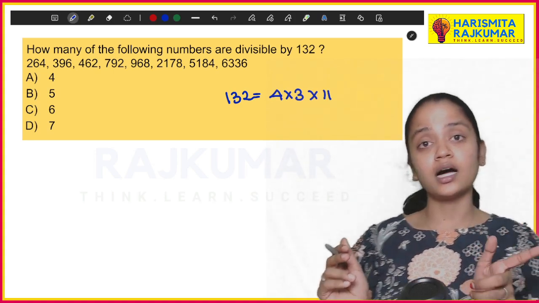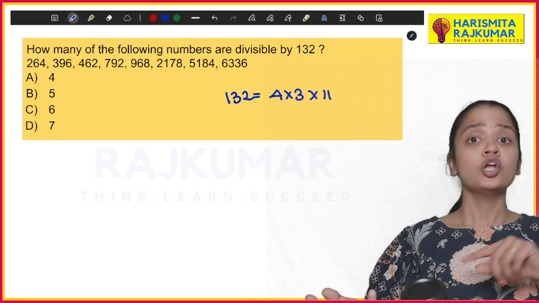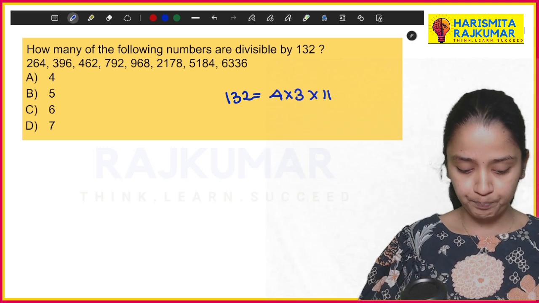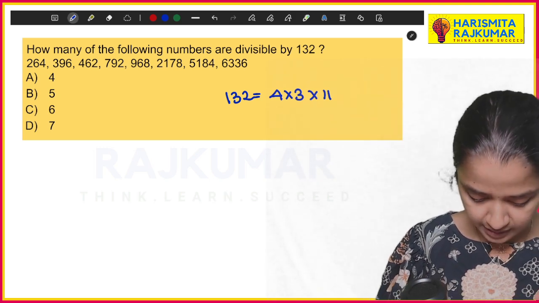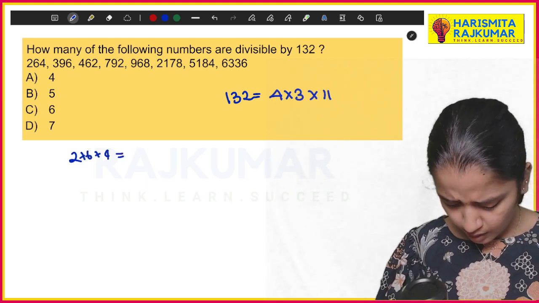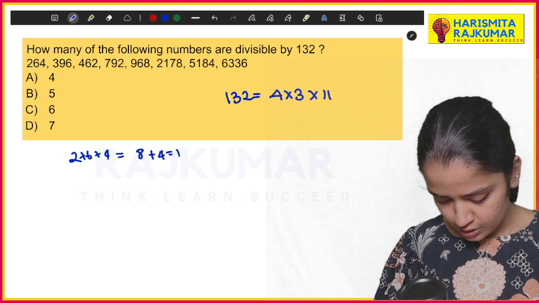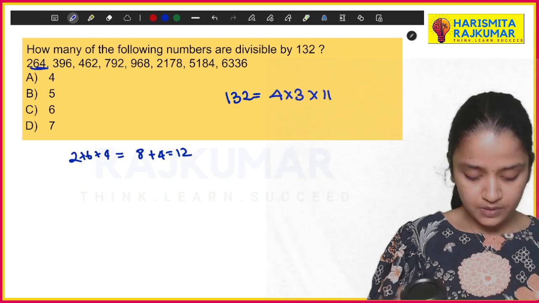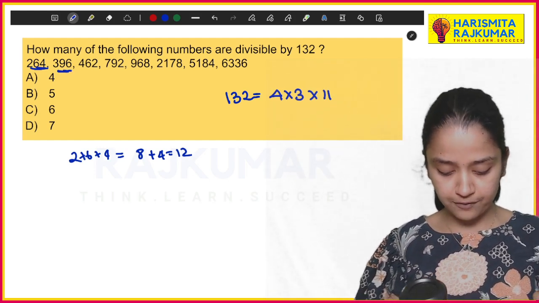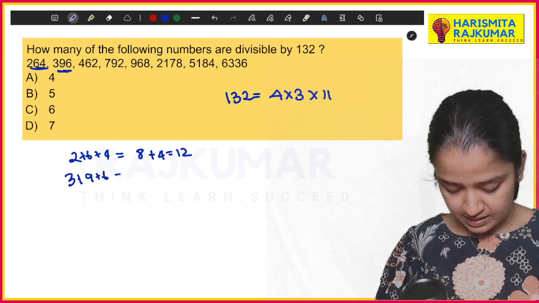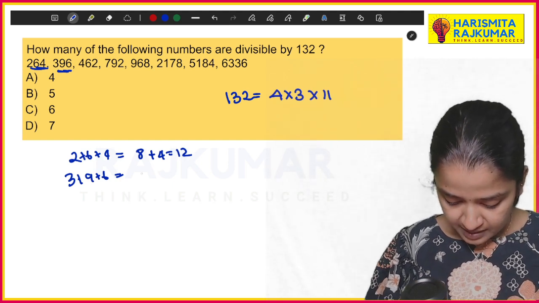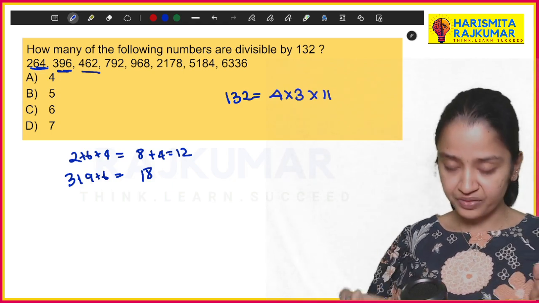So for checking if it is divisible by 3, go check the part 1 video of divisibility rules. I have given you an easy trick to check it. Now let me check if it is divisible by 3. 2 plus 6 plus 4 is 8, 8 plus 4 is 12, so this is divisible by 3. Now 3 plus 9 plus 6 gives me 12 plus 6, which is 18. This is divisible by 3.